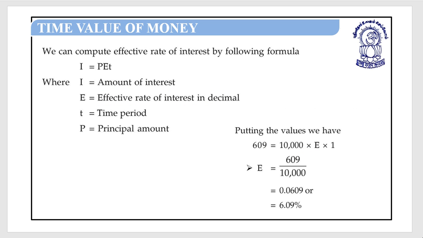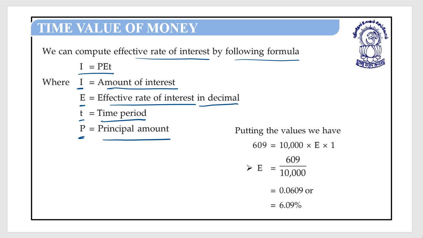We can compute effective rate of interest by the following formula. Effective rate of interest formula: I is equal to PET, where I is the amount of interest, capital E is the effective rate of interest in decimal, T is the time period, and P is the principal amount.